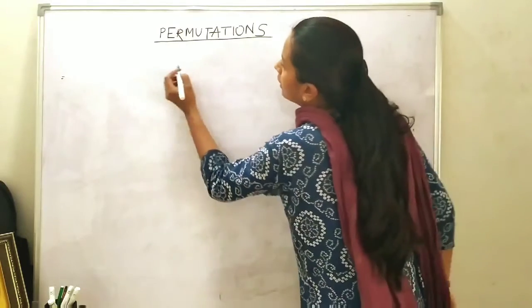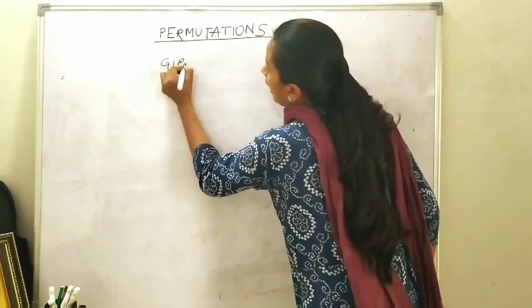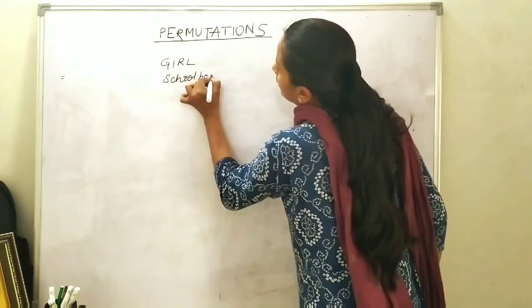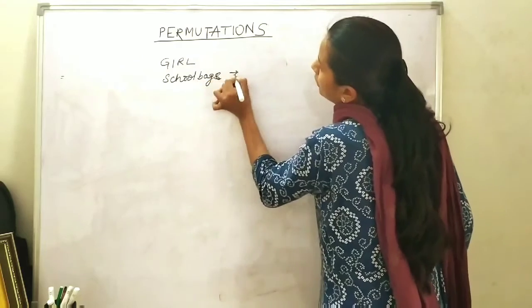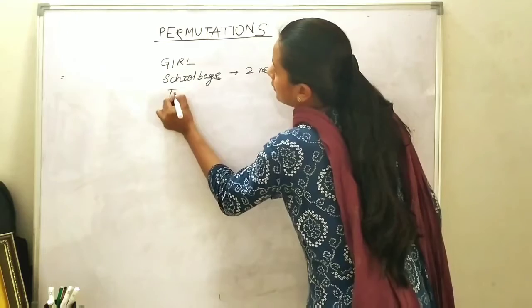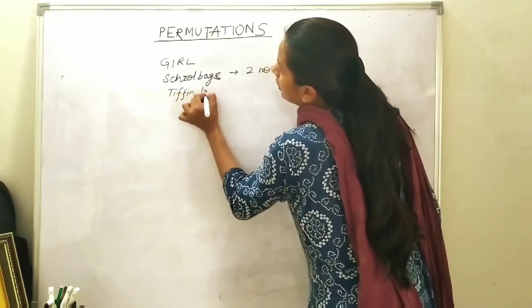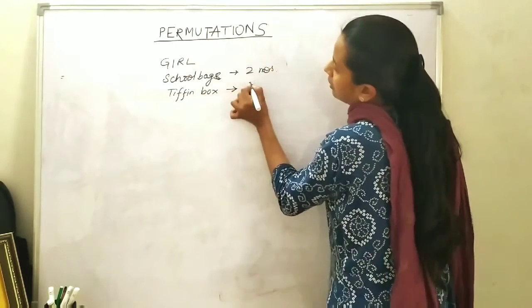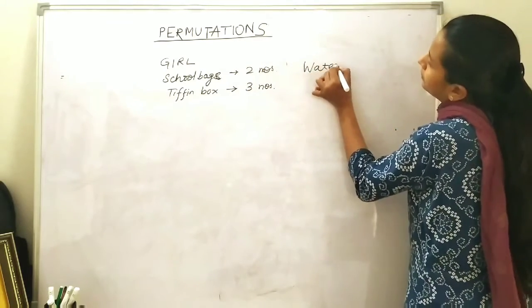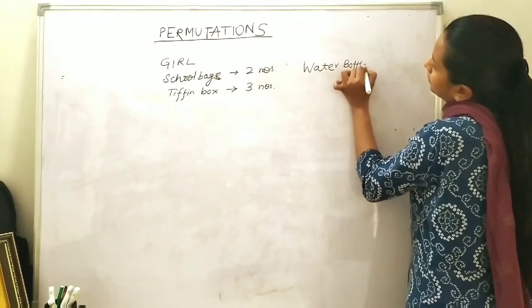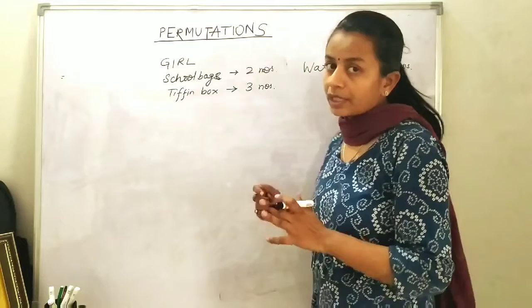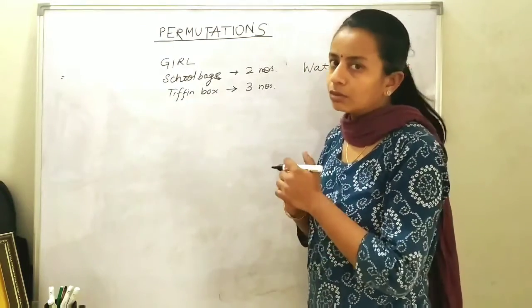Example: suppose a girl has 2 school bags, 3 tiffin boxes and 2 water bottles. So how many combinations can she take to school?